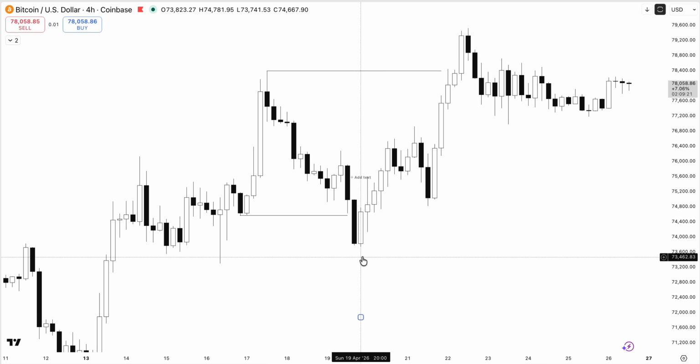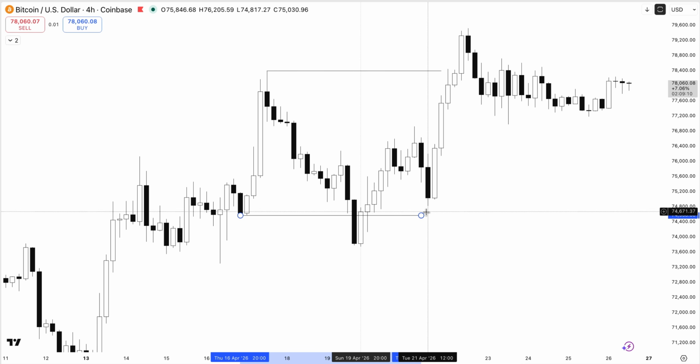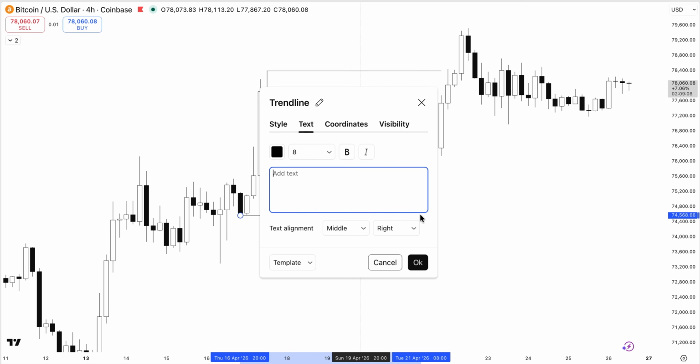But before we get there, you see how we have this low right here and we have this high right here. This low becomes our what? Sell side liquidity, right? Sell side liquidity.